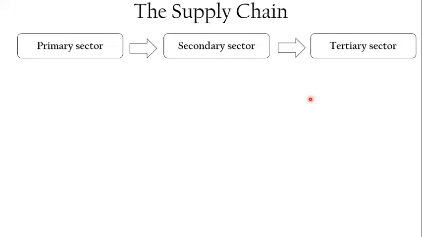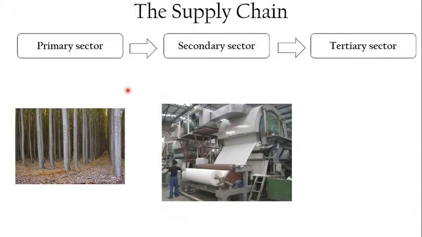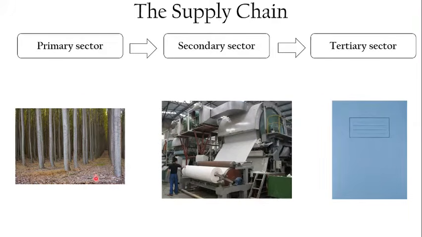Businesses are either in the primary, secondary or tertiary sectors of production. The primary sector involves extracting raw materials. In the secondary sector, they're manufactured into something. And the tertiary sector provides services to final consumers.